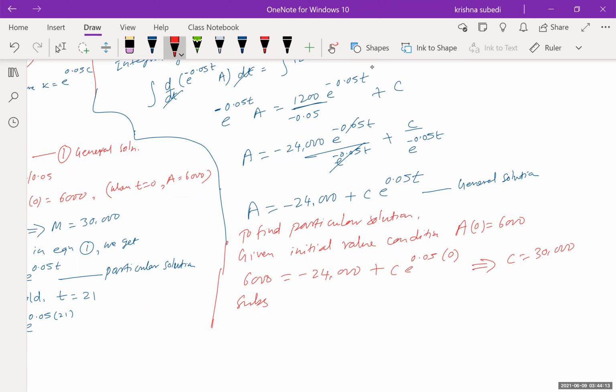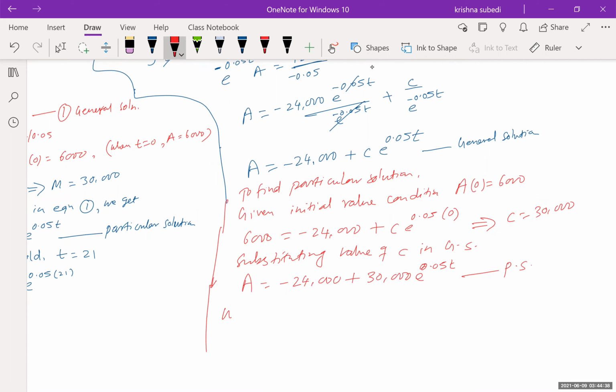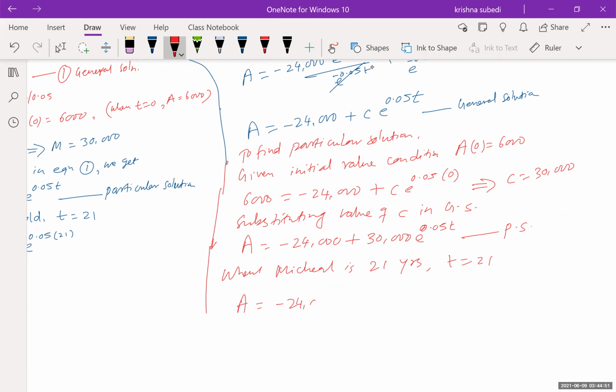So substituting the value of C in the general solution, GS means general solution, we're gonna get A equals negative 24,000 plus 30,000 e raised to power 0.05 t. That is your particular solution. Now, if you find when Michael is 21 years old, so t equals 21, and you can calculate this easily. The same thing, A equals negative 24,000 plus 30,000 e raised to power 0.05 times 21, and you already told me that it is approximately going to be 61,729.53. Okay, any question?